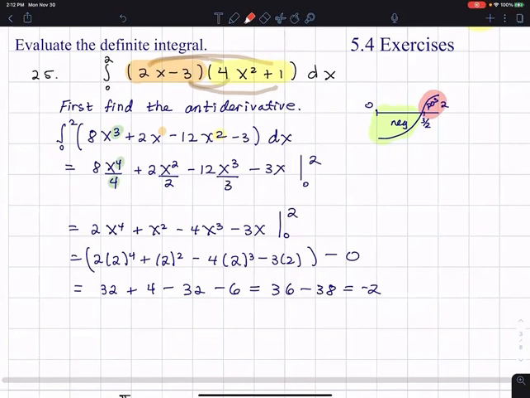Another easier verification: I just look at the back of the book. Yep, negative 2 is correct. But if I get a negative or positive number, I look back at the function. Does it make sense for it to be negative or positive? If the function had been positive throughout the interval, it wouldn't make sense to get a negative integral.